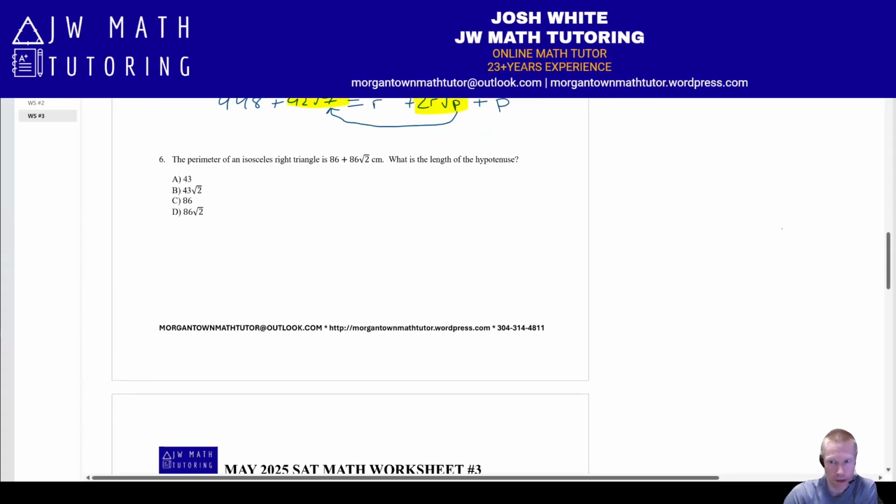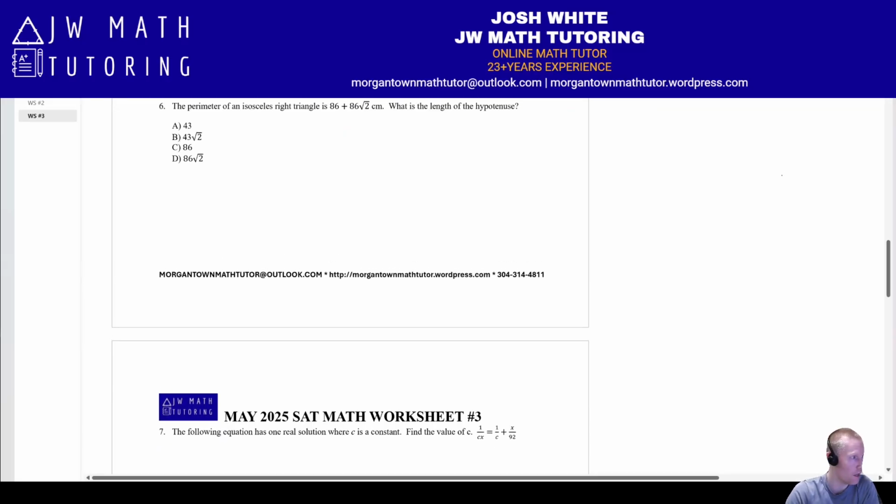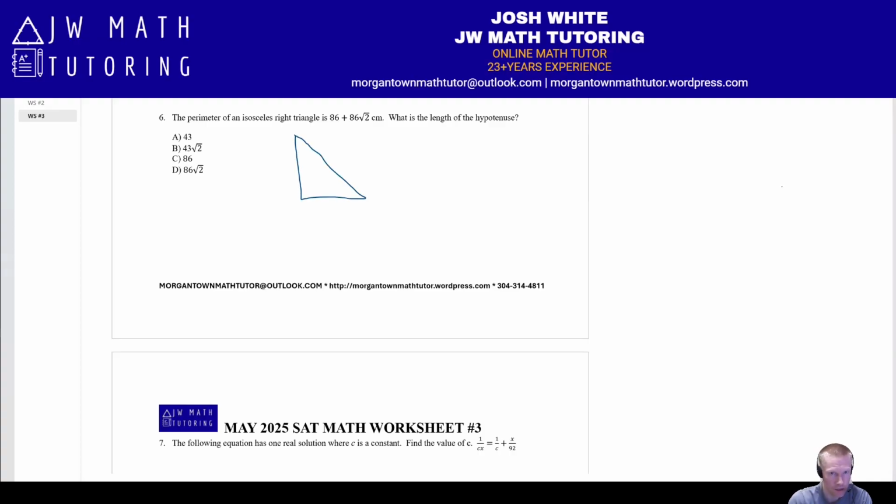All right, bottom of the page, question number 26. Here we have a repeat problem. This is on the Blue Book practice test. This is also on previous official exams as well. This one is typically a multiple choice question, and we have an isosceles right triangle, meaning it's a 45, 45, 90 right triangle. We know the perimeter. We want to know what's the length of the hypotenuse.